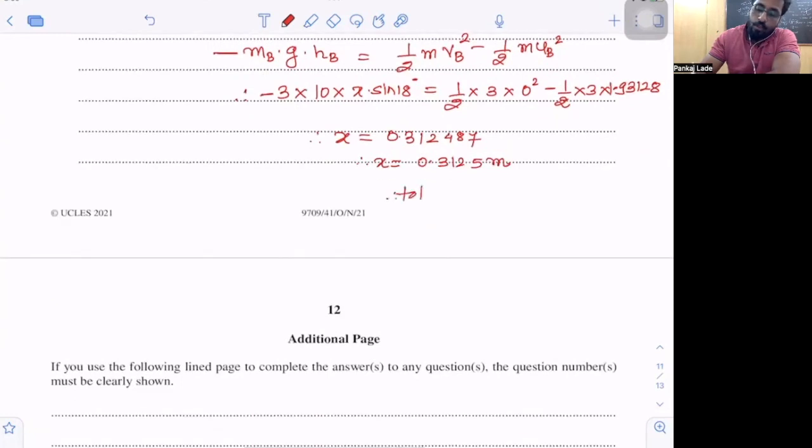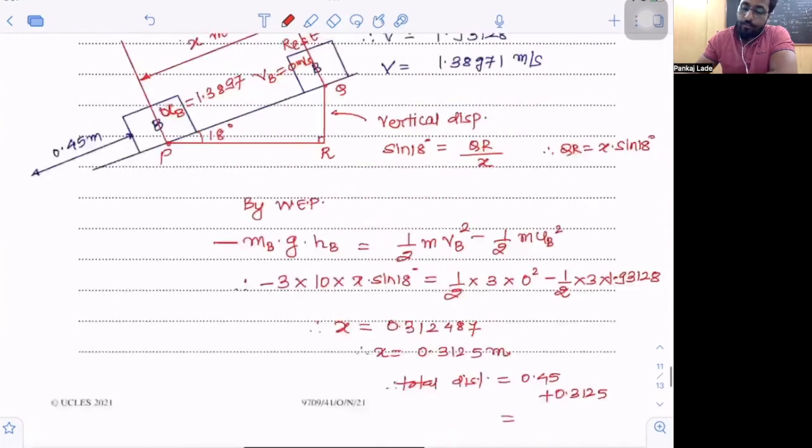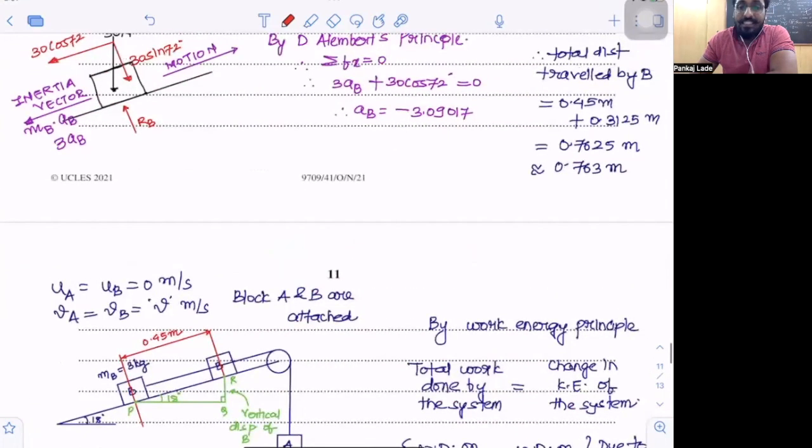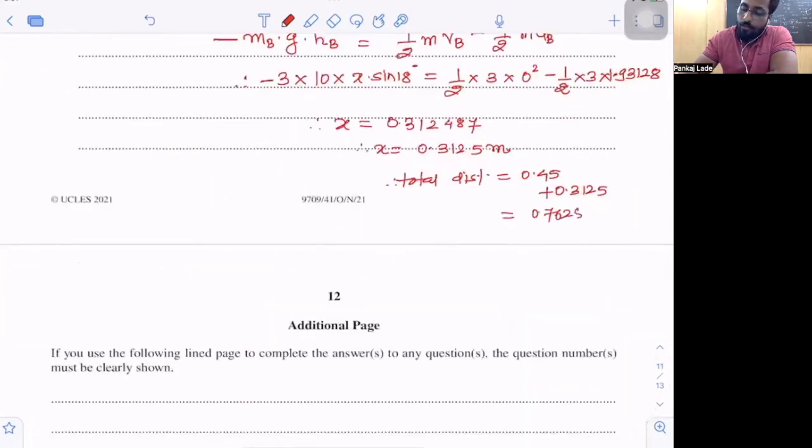So therefore, the total distance is going to be equal to 0.45 plus 0.3125, and that is definitely the same answer which we got from the previous method also, right students? It was 0.7625. Was it the same answer? 0.7625, right? 0.7625, or I can say 0.763 if I take three significant figures.